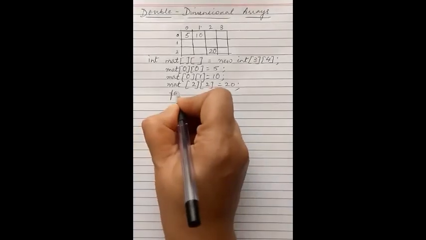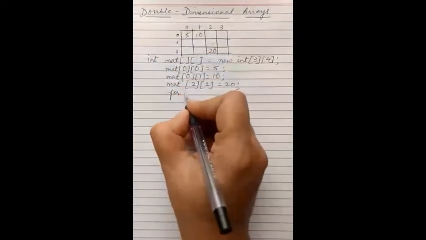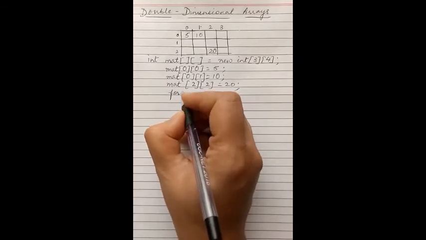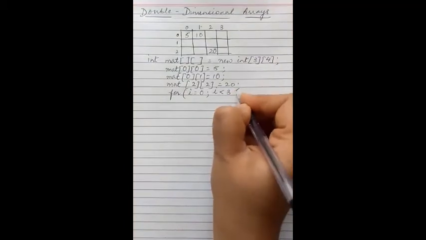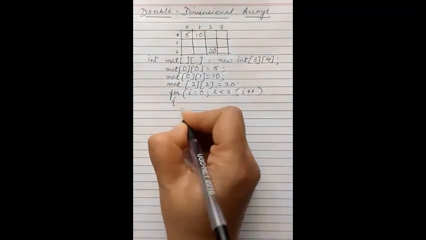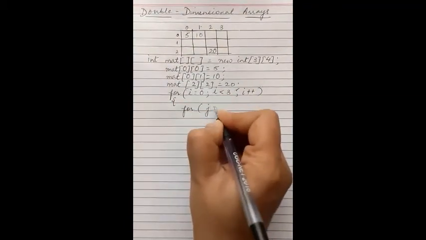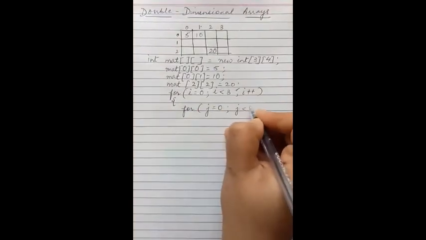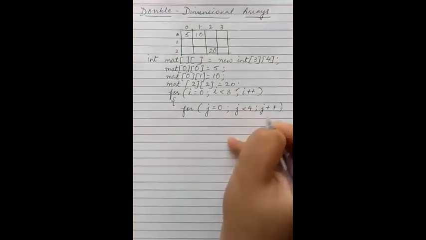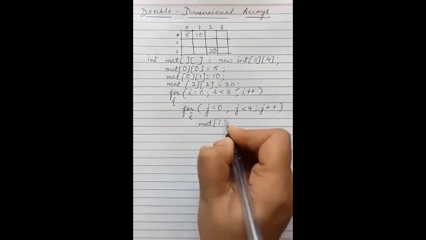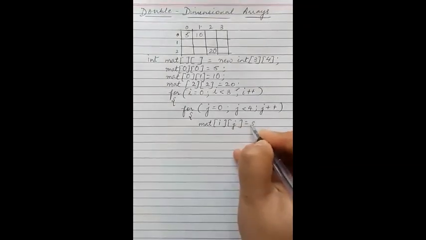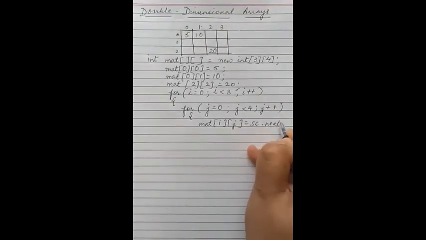Now the for loop to enter elements into a matrix will be a nested for loop. For i equals 0, i is less than, here it will be 3, i plus plus like this, and inside this the next for loop will be for j equals 0, j is less than 4 and j plus plus. This is a nested for loop, and here we will be writing mat at position i and j equals the scanner class object dot nextInt.